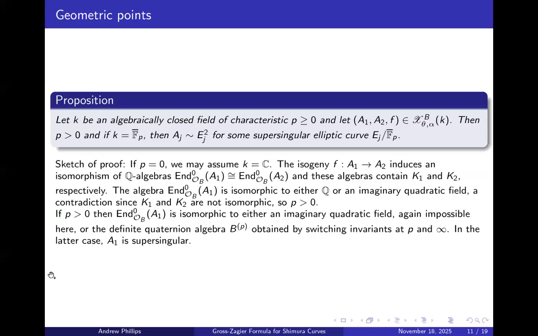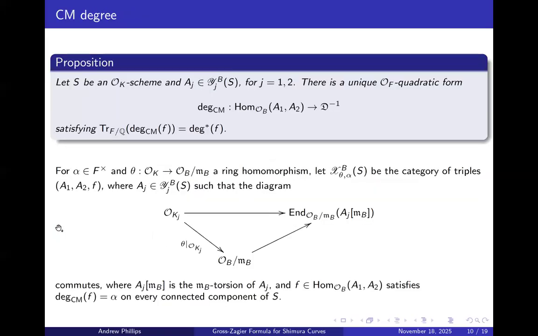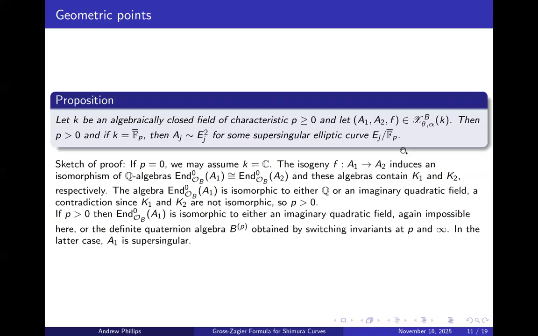So looking at our moduli space here, this is the moduli space we care about, the space of these triples. Let's look first at geometric points, meaning if you take K to be an algebraically closed field, what do these things look like over algebraically closed fields? It turns out we only have geometric points in characteristic positive P. So this moduli space does not have any geometric points over the complex numbers.